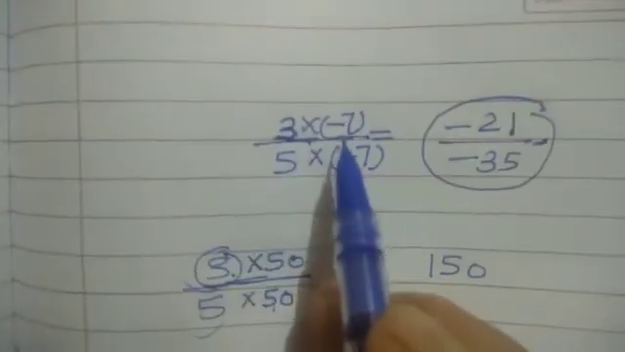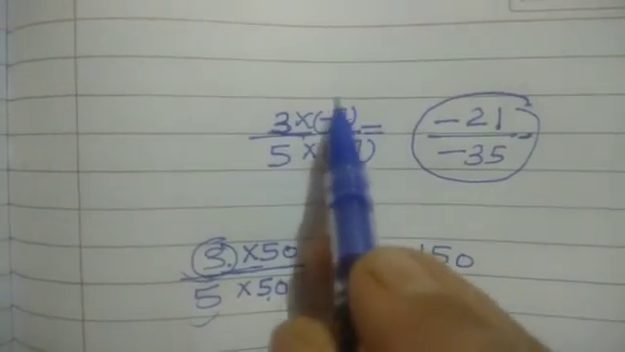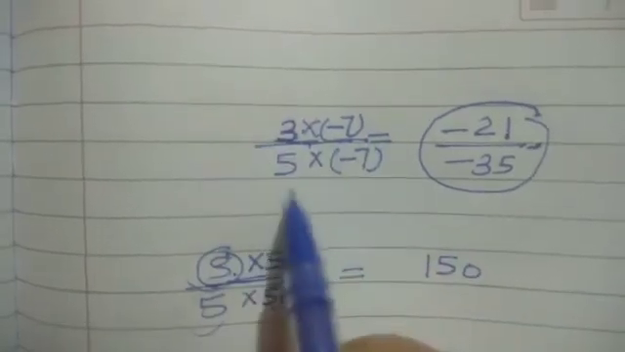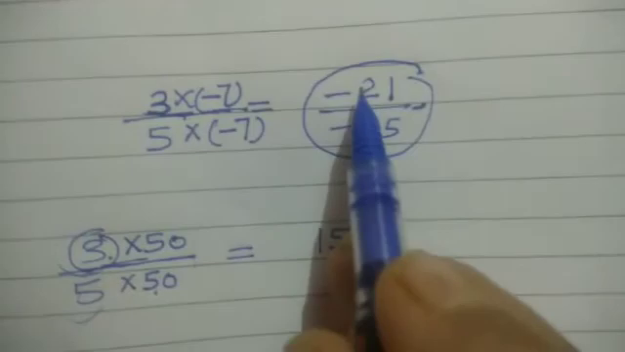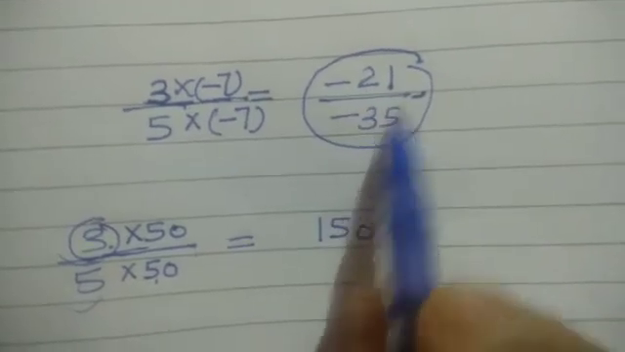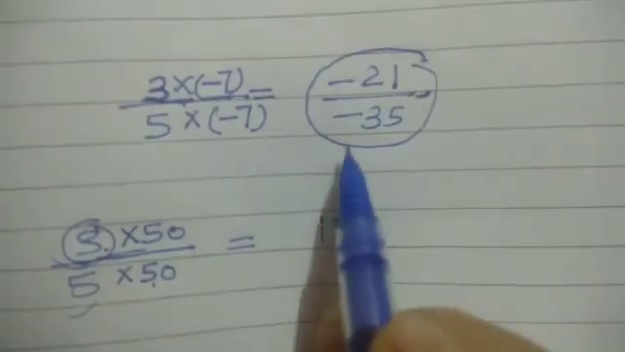Similarly, in this case, you have multiplied by minus 7 and divided by minus 7, so it will never change its value. It will remain 3 by 5. And if you solve minus 21 by minus 35, you will get again 3 by 5. 7 3s are 21, 7 5s are 35.